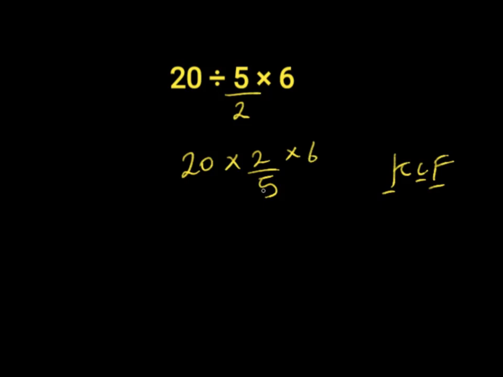Now we are going to simplify. 5 into here 1, 5 into 24. Then we have 4 times 2 times 6. Now we are going to work from our left to our right. 4 times 2 will give us 8.